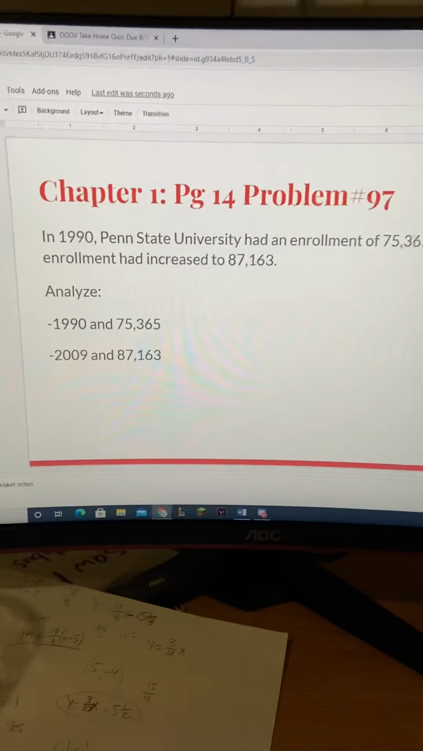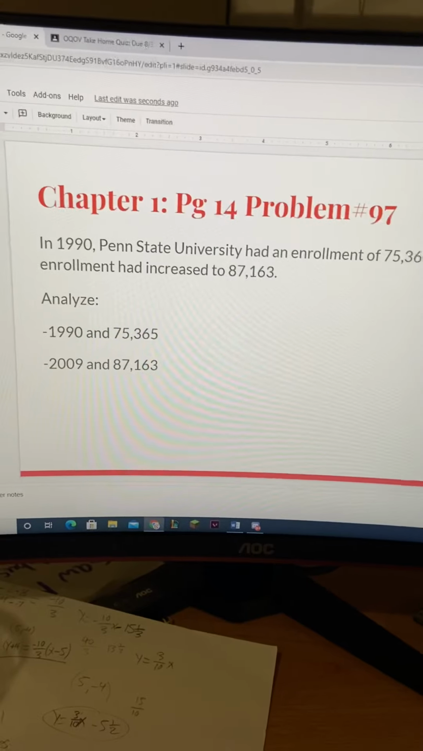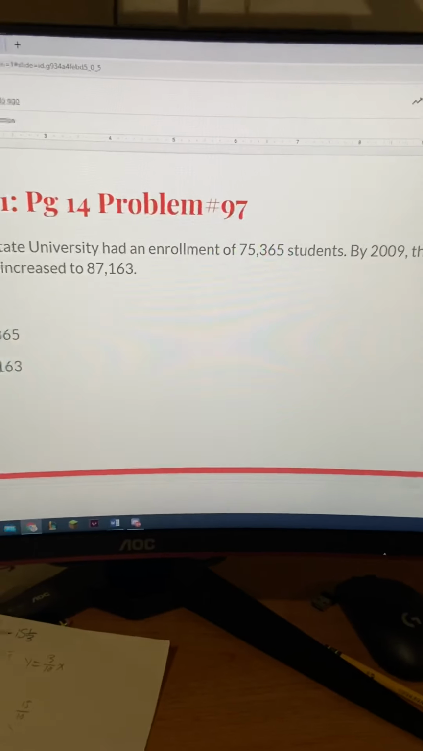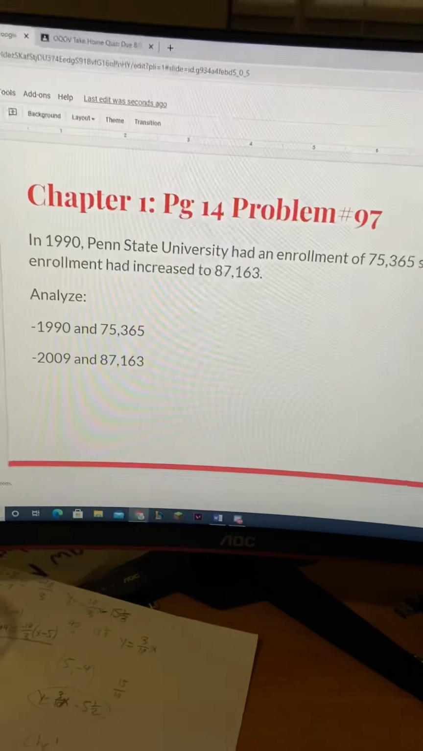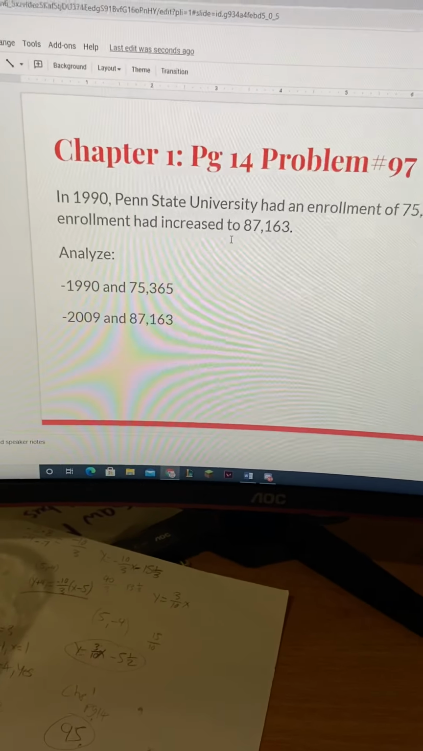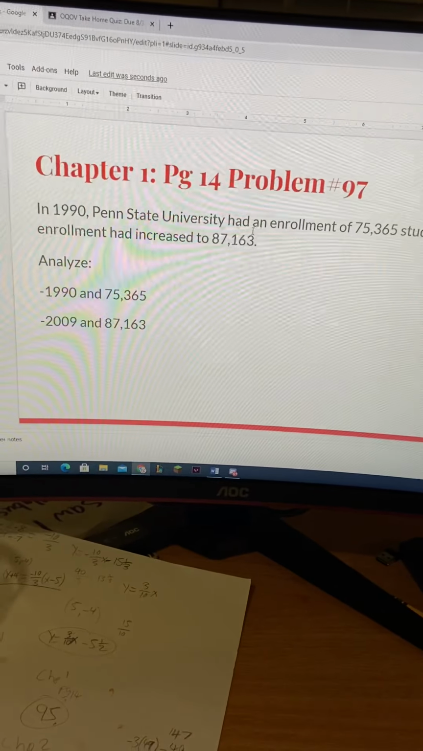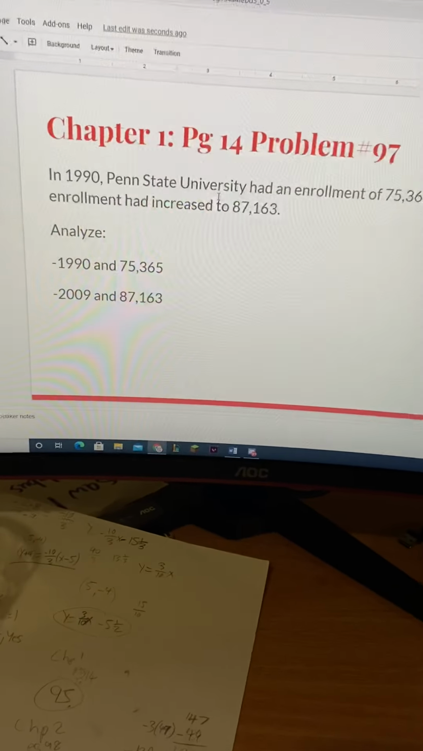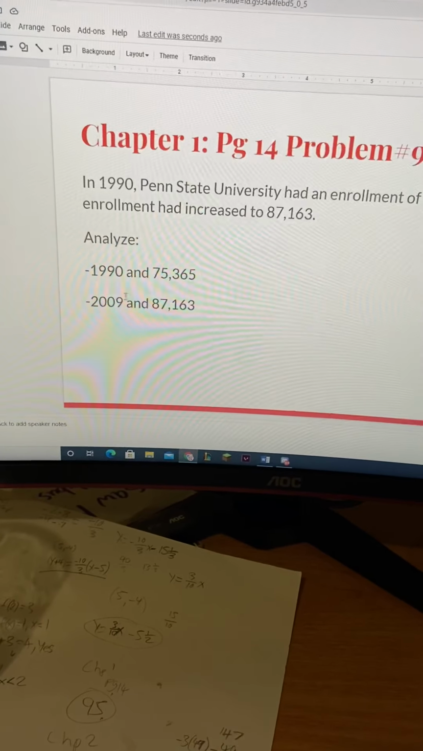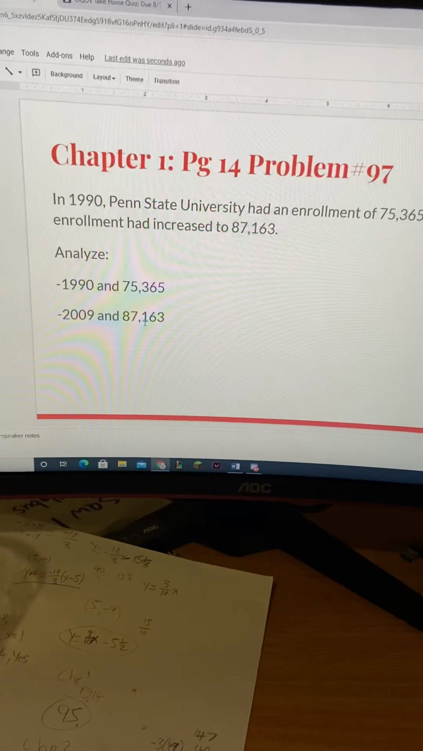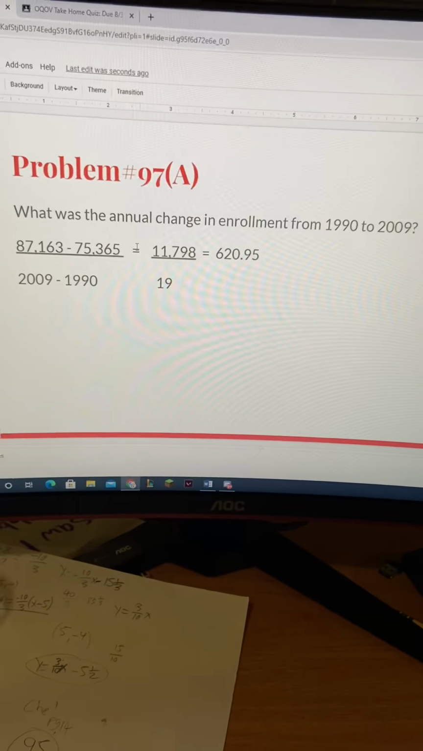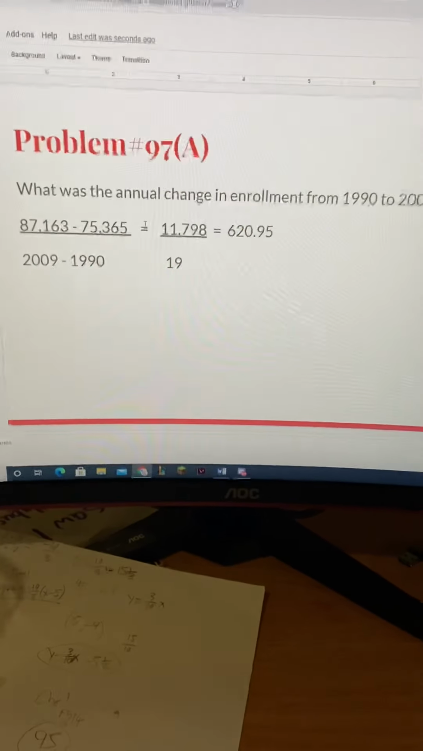Alright, for my first problem, I chose page 14, problem number 97. In 1990, Penn State University had enrollment of 75,365 students. By 2009, the enrollment had increased to 87,163. For these types of word problems, I like to analyze the problem and find the key words and numbers. So I found 1990 and 75,365, 2009 and 87,163. Part A. What was the annual change in enrollment from 1990 to 2009?